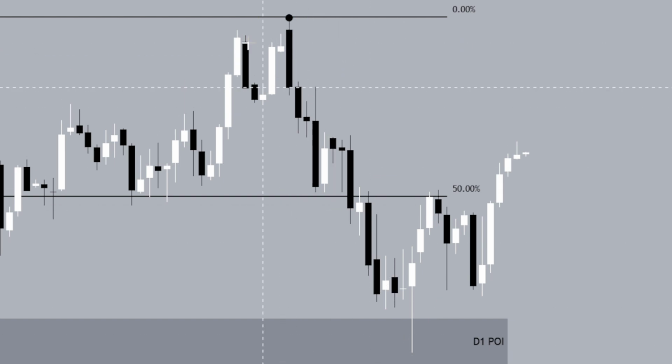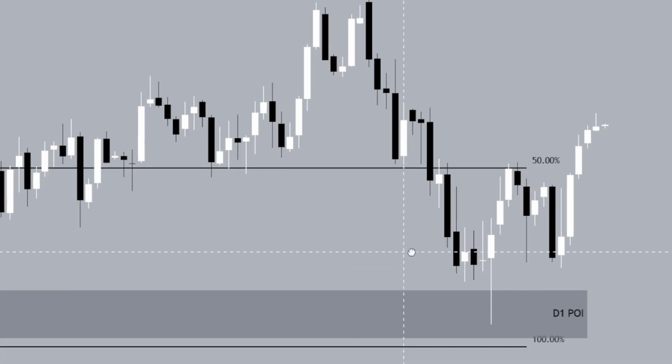So first we saw price head down. April was quite bearish for the Dow Jones, from April the 1st up until around April the 19th. So the majority of April was bearish.